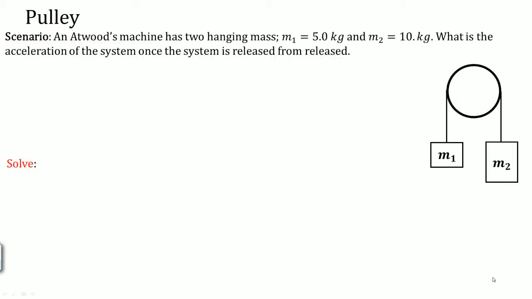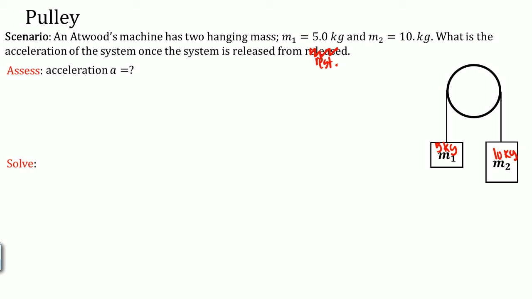So to help you along, we have this problem here. This is an Atwood machine and it has 2 hanging masses. M1, which is equal to 5 kilograms, and M2, which is equal to 10 kilograms. The question asks you to find the acceleration of the system once the system is released from rest. So the approach is the same. Let's look at the 3 questions.